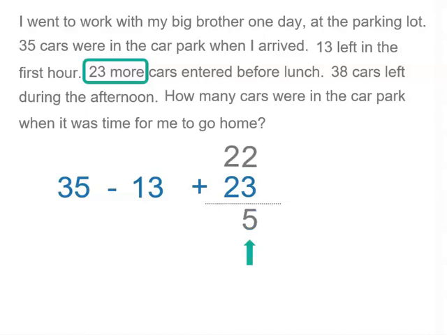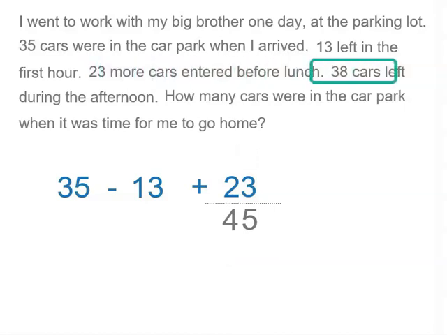2 plus 3 is 5 units, and 2 plus 2 is 4 tens. 22 plus 23 is 45. Okay, we've already got our answer up to that point. But 38 cars left during the afternoon. So when they leave, we subtract.